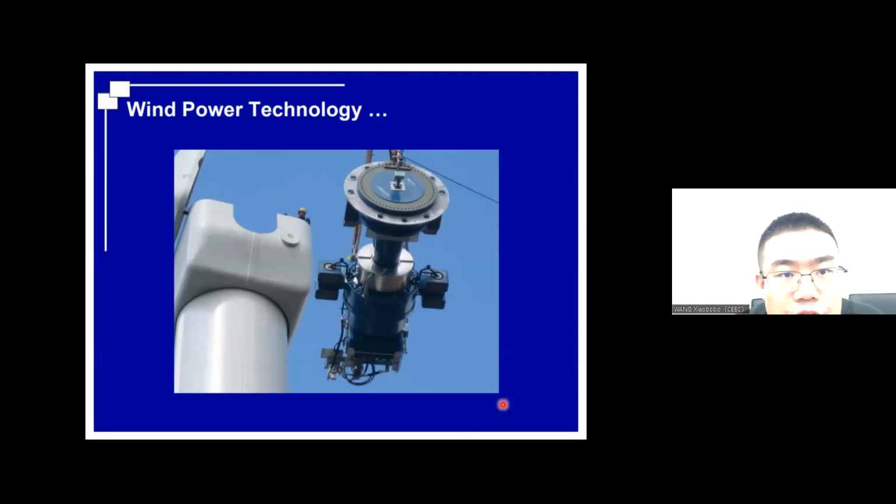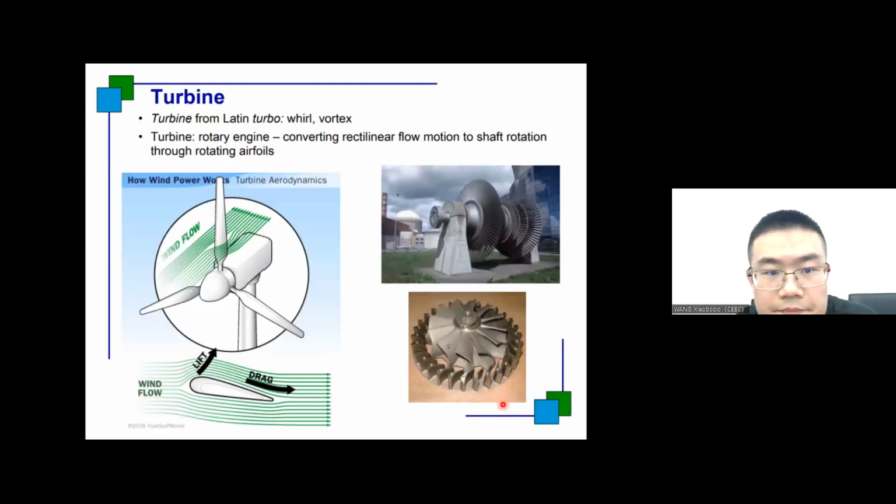Now, let's go to the wind power technology introduction. Turbine. Turbine is always one of the most important equipment of wind power. The word turbine is from Latin, turbo, or from French, turbine. The turbine is a rotary engine, converting flow motion to shaft rotation through rotating airfoils in the wind flow. In this case, as you can see, the wind flow provides the lift force, also the drag force, in the turbine to let the turbine rotate as quickly as possible.